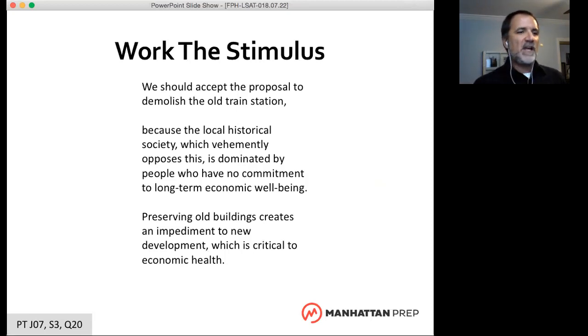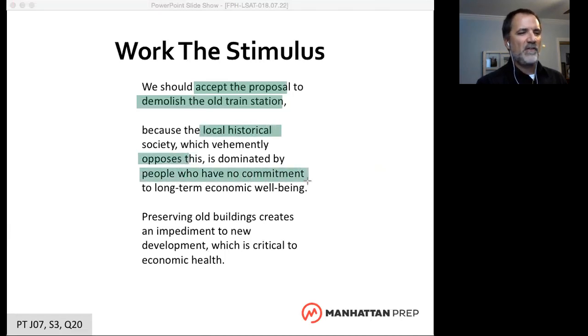We could put a period on the end of it, right? Because the local historical society, which vehemently opposed this, is dominated by people who have no commitment to long-term economic well-being. This is a totally different thought, a totally different idea about a different subject, different concept. So our first statement was about accepting the proposal to demolish this train station. This is about the local historical society and their thoughts on the matter and who they are. Right? So totally separate idea, separate concept. And then we get another concept, another complete sentence about preserving old buildings. So, if you're going to have success in logical reasoning, you need to be able to do this. You need to realize, as you're reading, when you're getting to the end of an individual concept, an individual idea, an individual statement. Because this is how you're going to sort out the premises and conclusion in the argument.